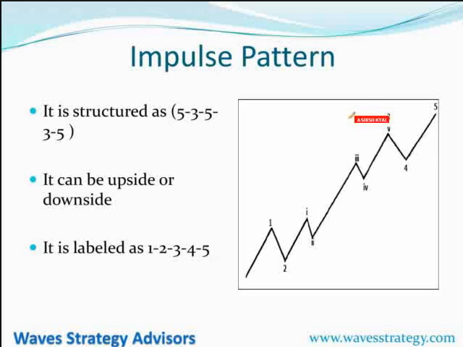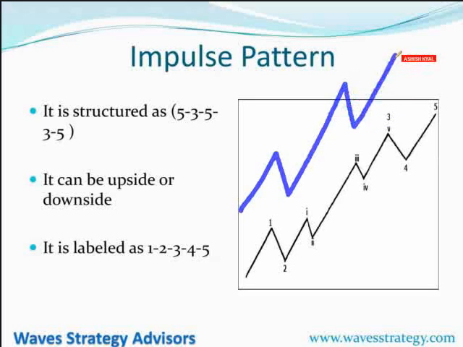In an impulse pattern, what happens is we have 5 waves in the direction of the main trend. By that I mean, if I draw, this is wave 1, wave 2, I have wave 3, then wave 4, and this is known as wave 5. We label the waves at the end of each, so 1. From 0 if I start, I have wave 1, wave 2, wave 3 here, then 4 and 5. Impulse waves are always labeled as 1, 2, 3, 4, 5, whereas corrective waves are always labeled as A, B and C. Impulse waves can be on the upside or downside.